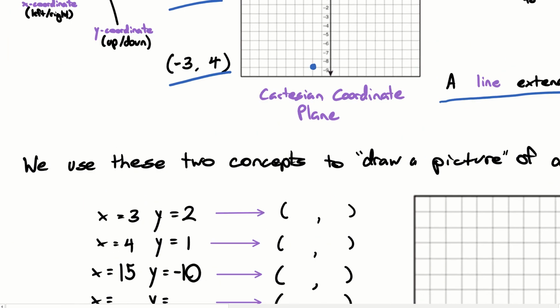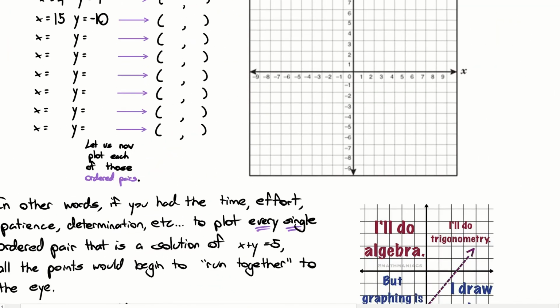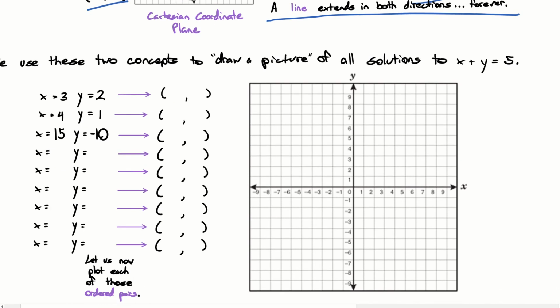Let me show you what I mean here. Let's put these two concepts together to draw the picture of all the solutions to x plus y is equal to 5. Here we had a few of them. We had 3, 2, we had 4, 1, we had 15, negative 10. Couldn't we take x is equal to 3, y is equal to 2, and transfer that over to an ordered pair, (3, 2). And x is 4, y is 1 means (4, 1). x is 15, y is negative 10 means (15, -10). Let's fill in the list here, and let's create our ordered pairs.